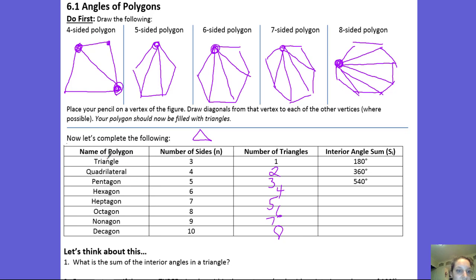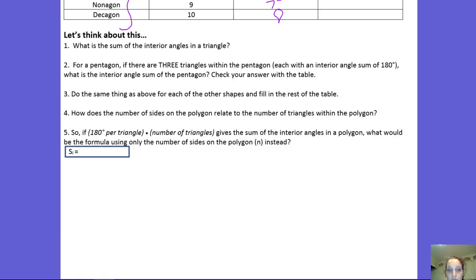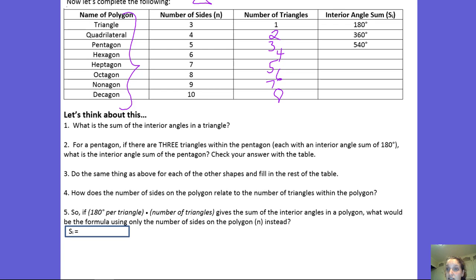So these names are something you're going to have memorized. You need to know a heptagon has 7 sides. You need to know a nonagon has 9 sides. We name polygons based off the number of sides, so it's really important to know those names. So let's think about this. What is the sum of the interior angles in a triangle? If you add up the three interior angles in a triangle, we know from a long time ago that those three angles should add up to 180 degrees.